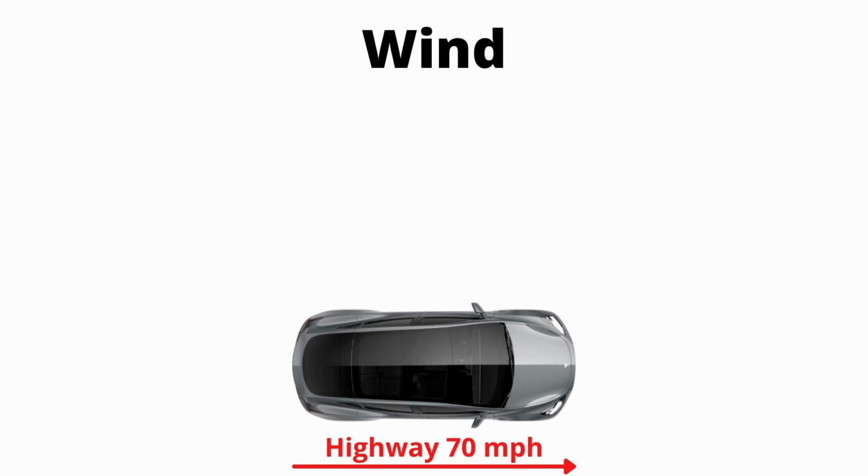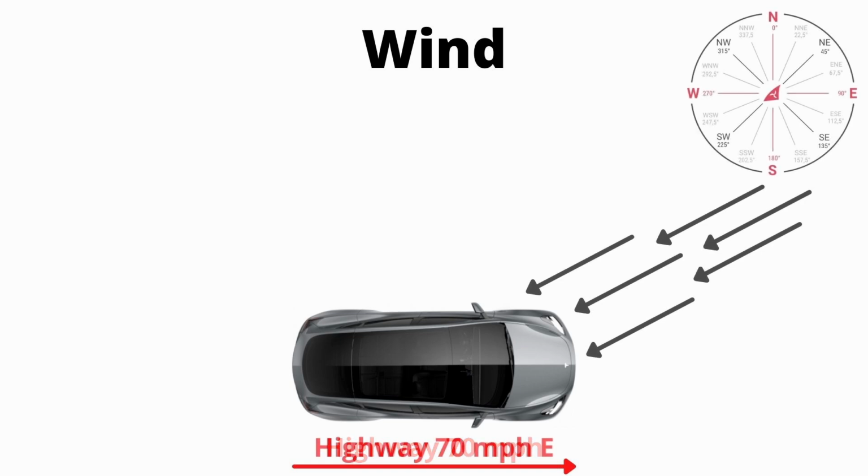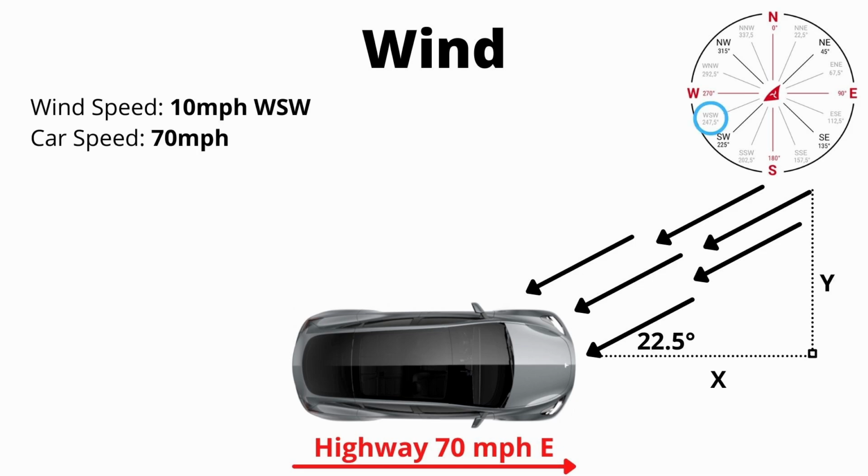Let's now see exactly how wind is going to affect the vehicle. So first, we're going to assume that we have a car driving at 70 miles an hour on the highway. It's going to be driving due east, and we're going to hit it with a headwind. So at the top of the screen, you can see a compass, and we're going to say that this wind is 10 miles an hour coming in the direction of west-southwest. I've gone ahead and circled it on the compass so you can see what that direction is. So we have our wind speed, it's 10 miles an hour west-southwest, and we have our car speed, it's 70 miles an hour due east.